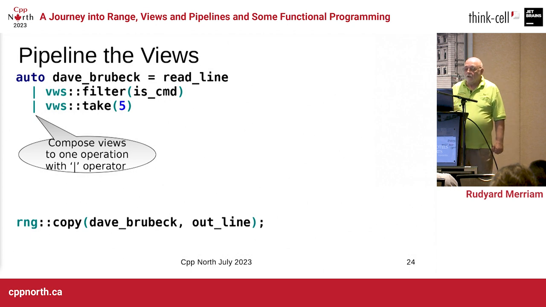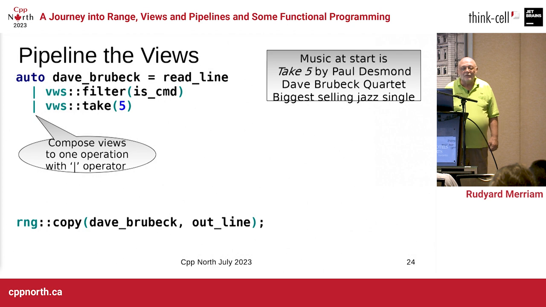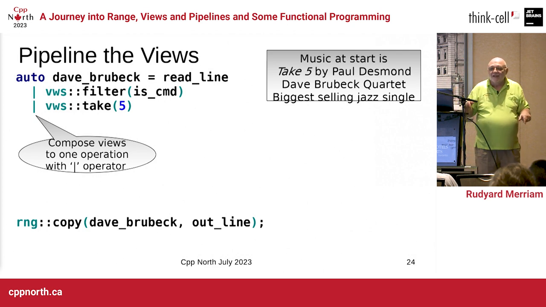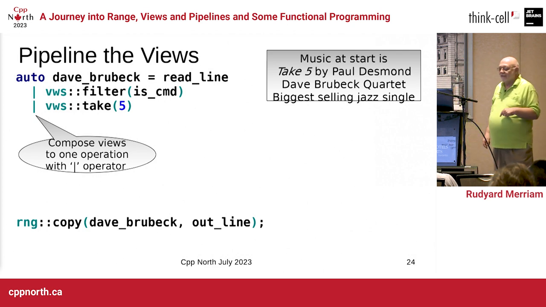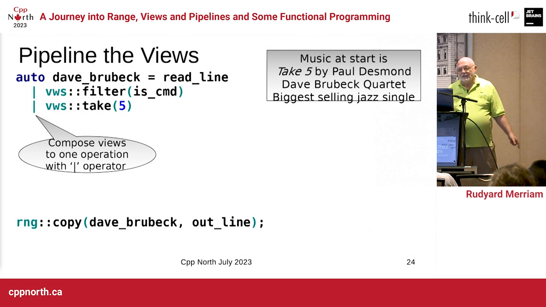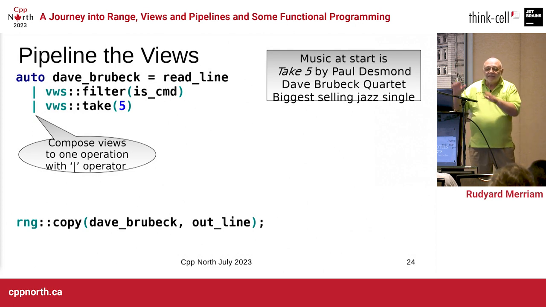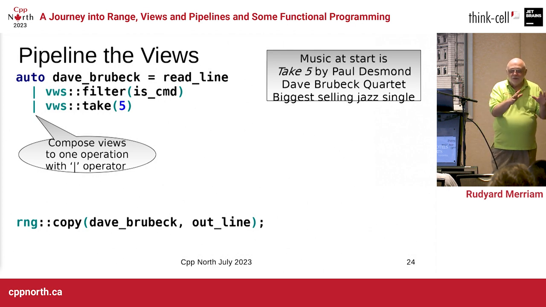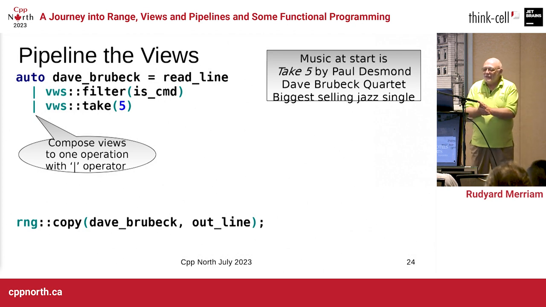We've overloaded those operators. Okay, why is this Dave Brubeck? Well, the music at the start that was playing is Take 5, by Paul Desmond, played by the Dave Brubeck Quartet, and it was the biggest selling jazz single. I did this, and then I saw Barry Ridzon's talk, and he did the same thing, only he put the musical score down in the corner. So I thought that was interesting.